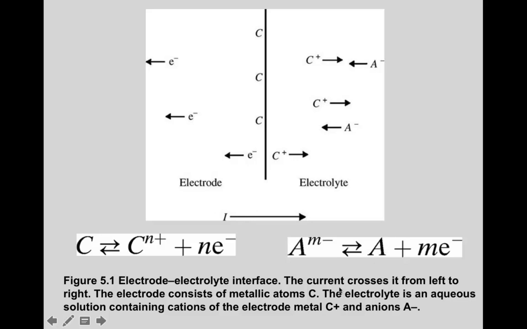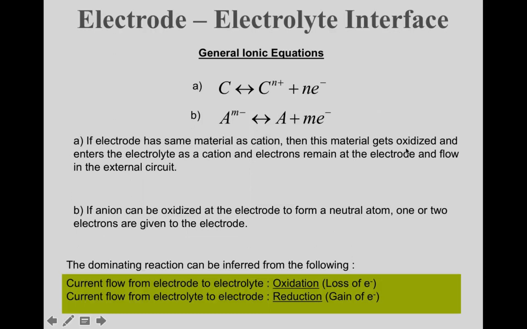The electrolyte is an aqueous or liquid solution, and it contains cations of the electrode metal. So you would have electrode metal basically joining the electrolyte solution, becoming ionized as electrons flow away from the interface. There are a couple of equations shown on the previous figure, general ionic equations. Now, if the electrode has the same material as the cation, then this material gets oxidized and it enters the electrolyte as a cation, and electrons remain at the electrode and flow in the external circuit.